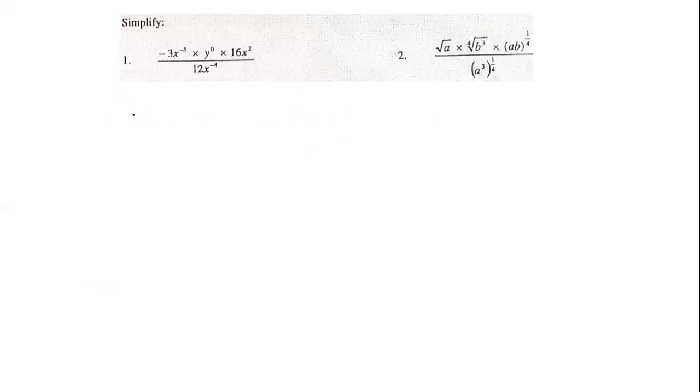Now we move to question number 2. I'm going to rewrite it once more. Now question number 2, we have the root of a multiplied by the fourth root of b to the power of 3, multiplied by, in brackets, ab to the power of 1 over 4, then divided by a to the power of 3 over 4.